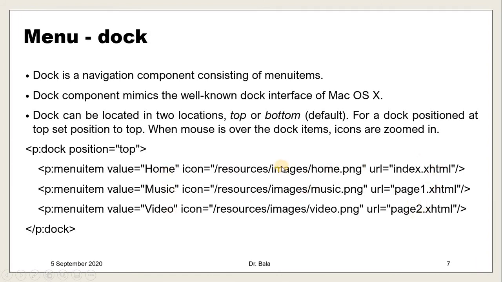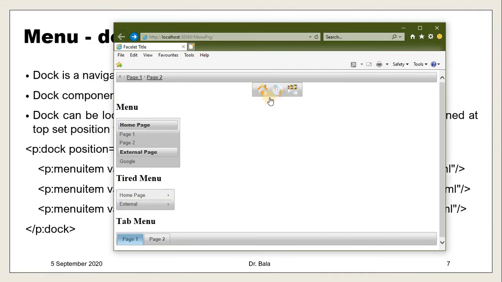Let me show you the dock item here. This is the dock item. You see, when we touch this menu, it zooms in. Take your cursor away, it zooms out. This way it can be at the top, or we can put the position at the bottom.